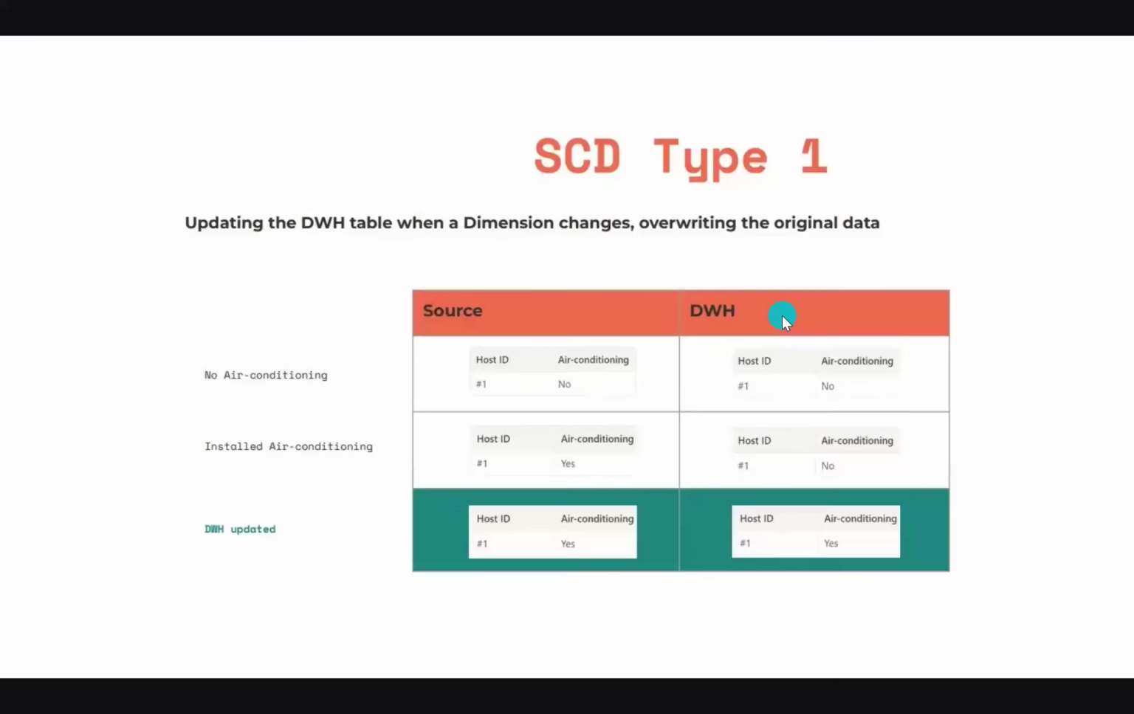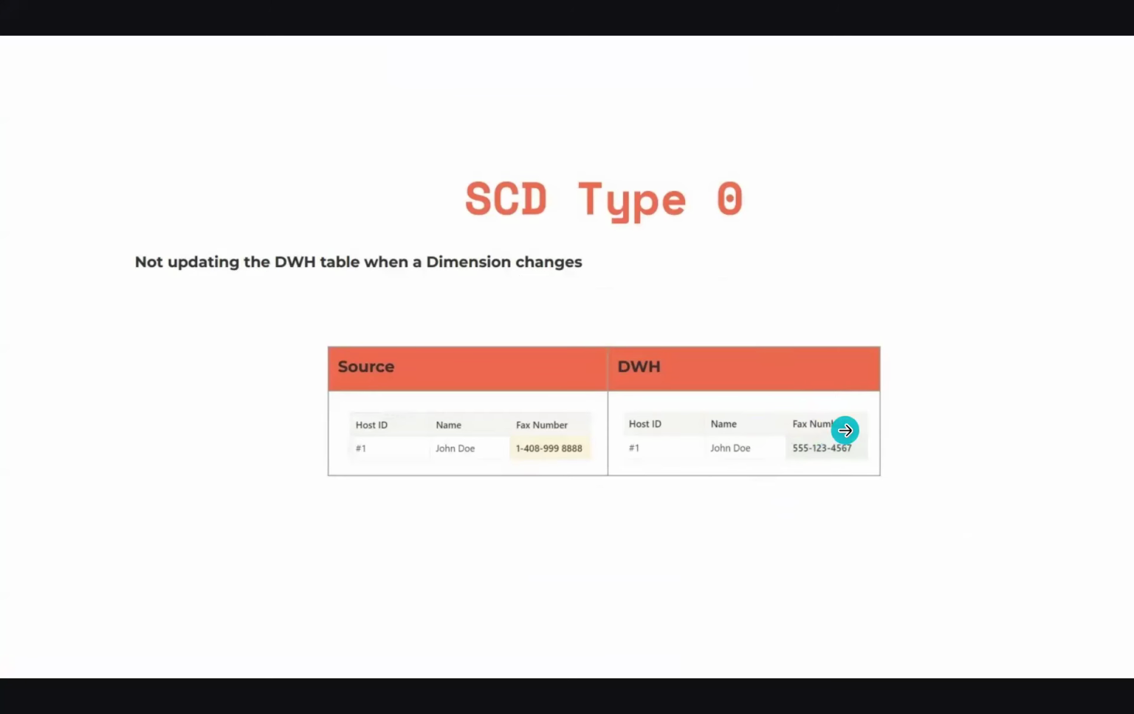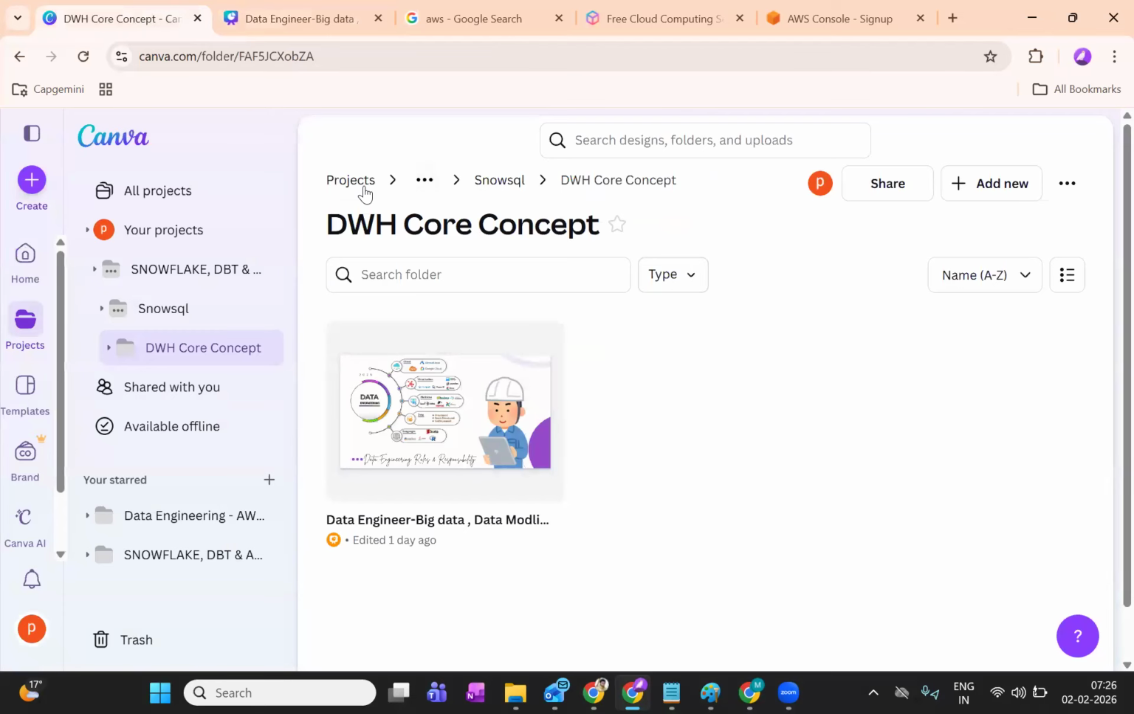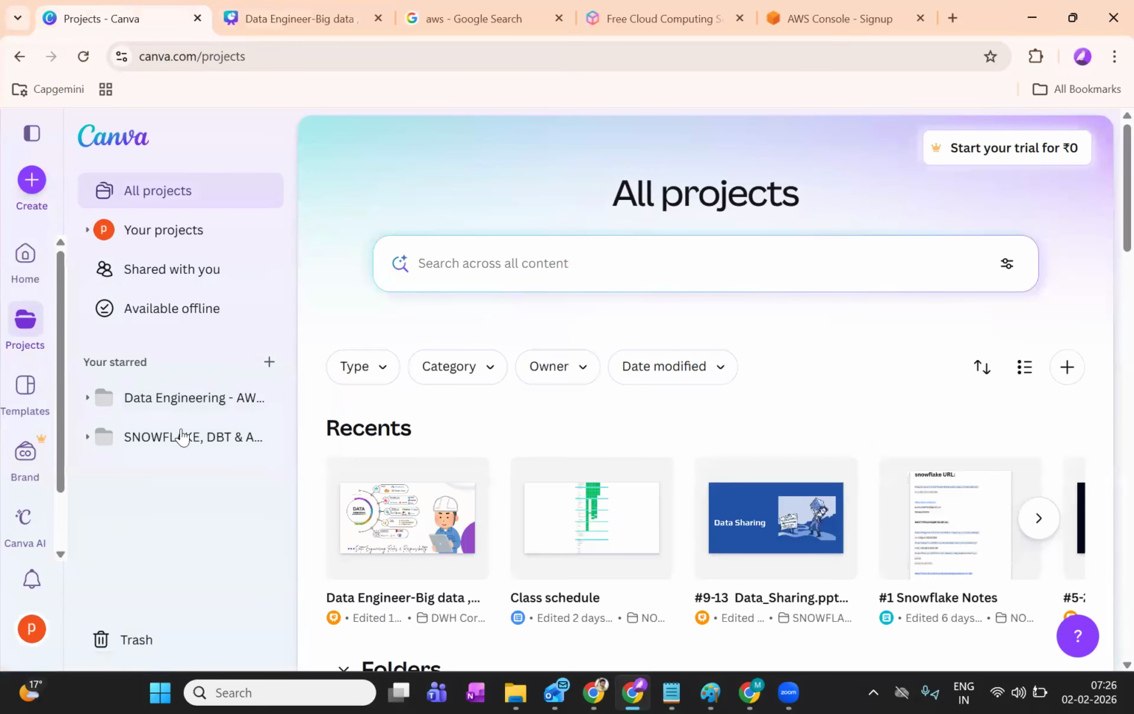What exactly is type 1 saying? If the client told you this fax number is a type 1 SCD, we will replace or override the existing value, which means we will not maintain any history related to the fax number. Clear? Any doubts? So up to here we discussed in the last class.